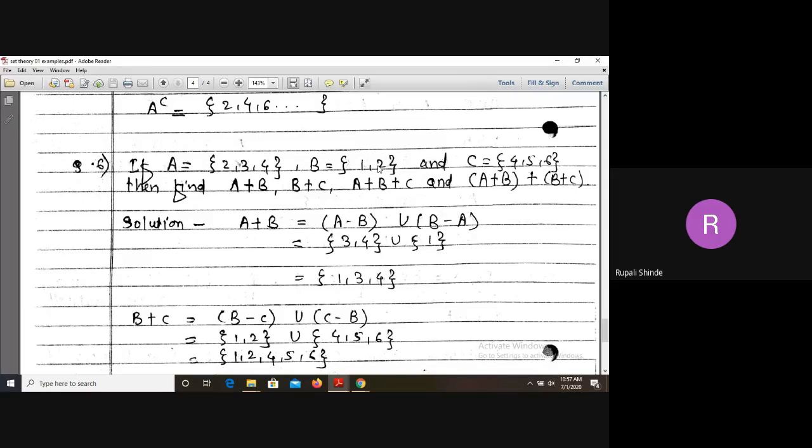So we are not going to consider that element too, because we have to just find out the elements those are in set A only, not in set B. That's why this A minus B will give you answer as 3 and 4. Okay, set 3 and 4.